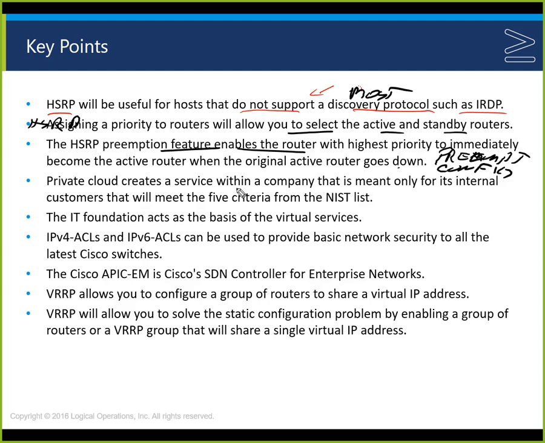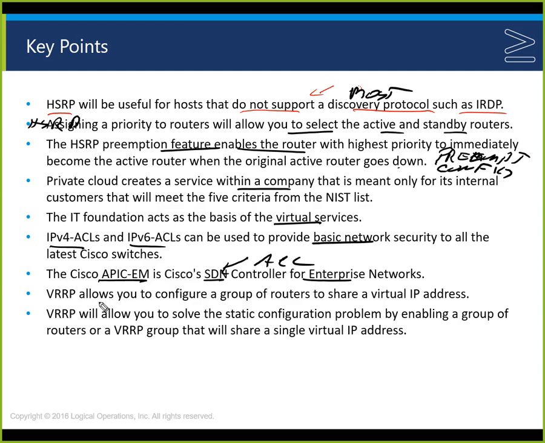Private cloud creates a service within a company. IT Foundation acts as the basis for virtual services, and then the IPv4 access control list and IPv6 access control lists are used to provide basic network security. The APIC-EM is Cisco's software-defined network controller, and we're going to talk about software-defined networks for enterprise networks. And in it, it checks the ACL in the path to see if it's affecting anything.